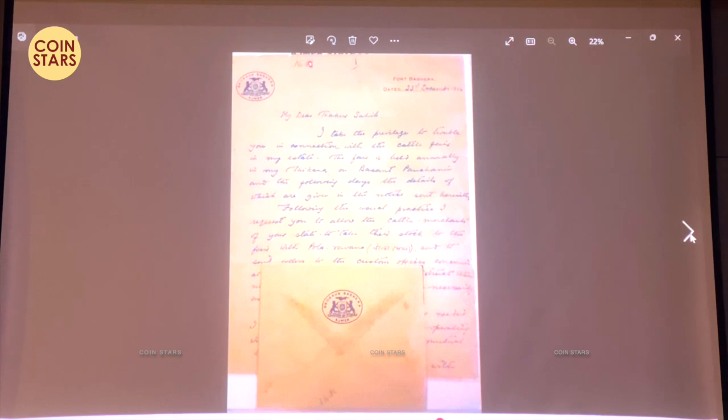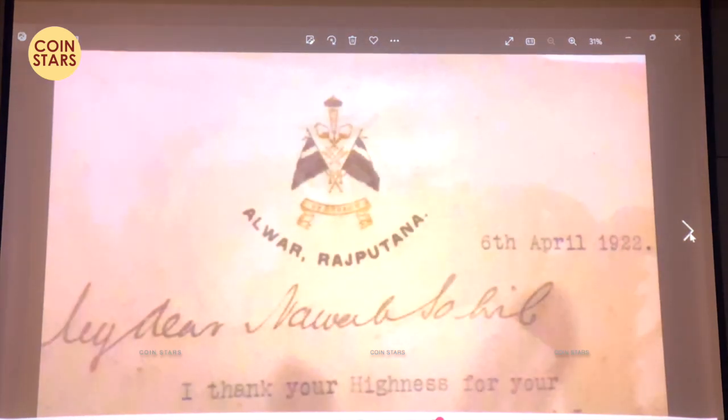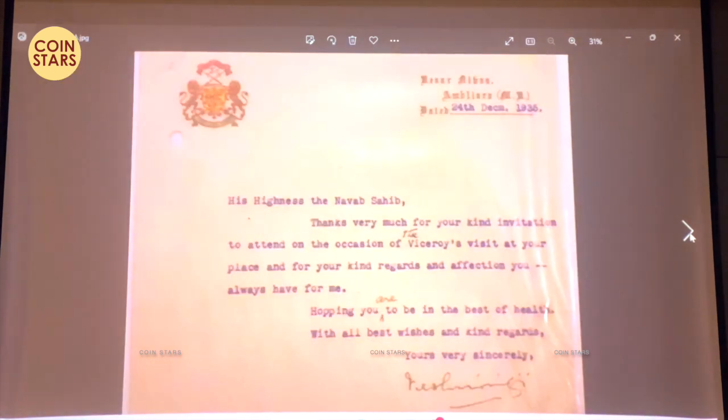Next. Fort Baghera, Ajmer. Next. This is Alwar, Rajputana, 1922. Next. This place called Ambaliara in Gujarat. A small state but very nice monogram. And these colored monograms were used by the king himself. Whenever he was writing, he would use this colored letterhead.